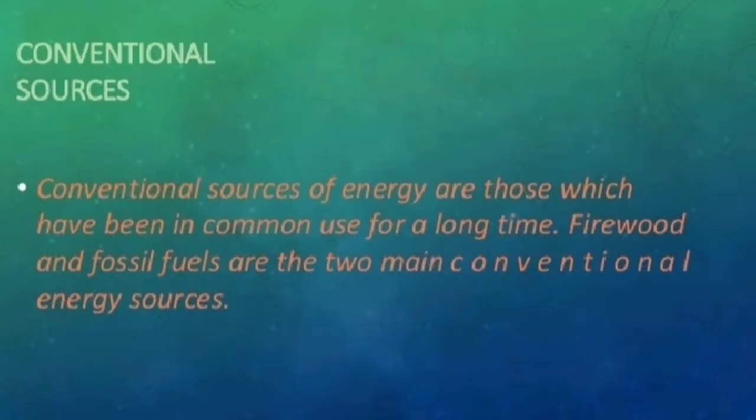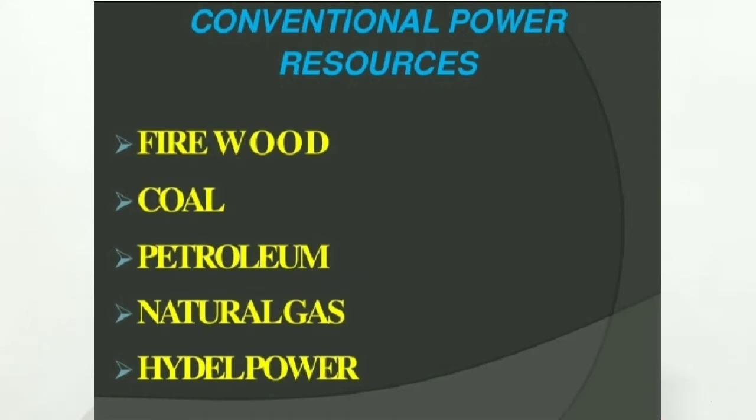Conventional power resources are basically the resources which we are using in present since a long time. These resources are basically non-renewable resources. It means once it gets exhausted, it cannot be regained again for many years. Some of the commonly used conventional power resources are firewood, coal, petroleum, natural gas. So now we are going to discuss about every conventional power resource in detail.